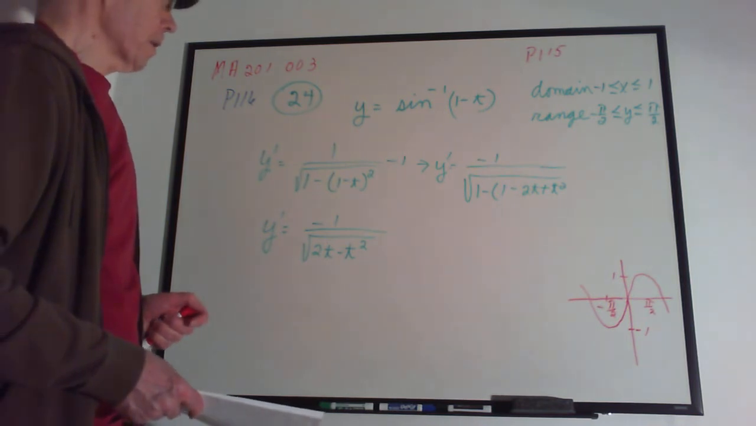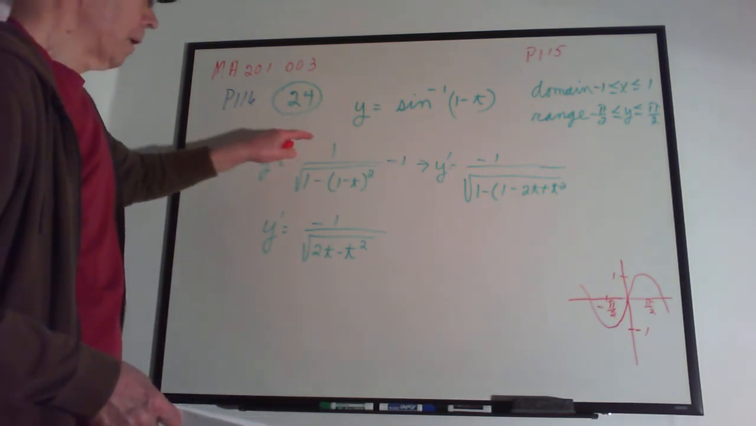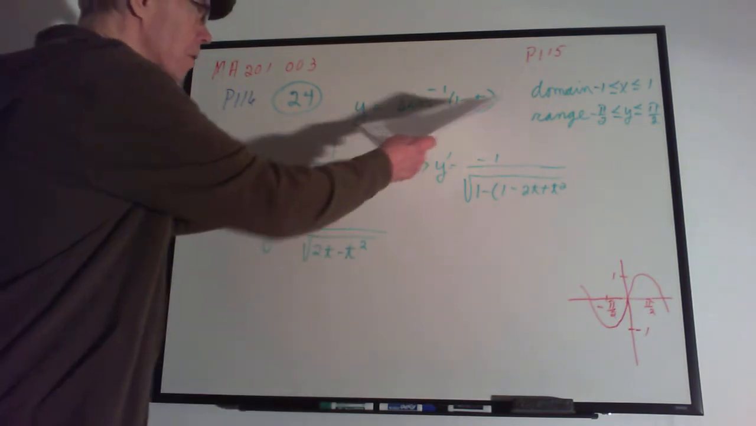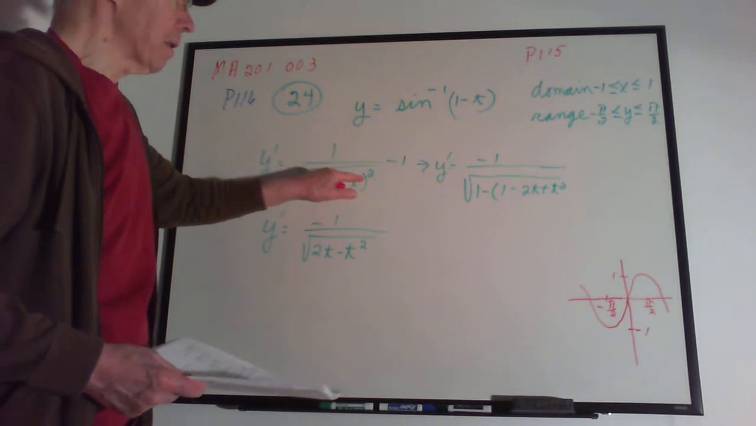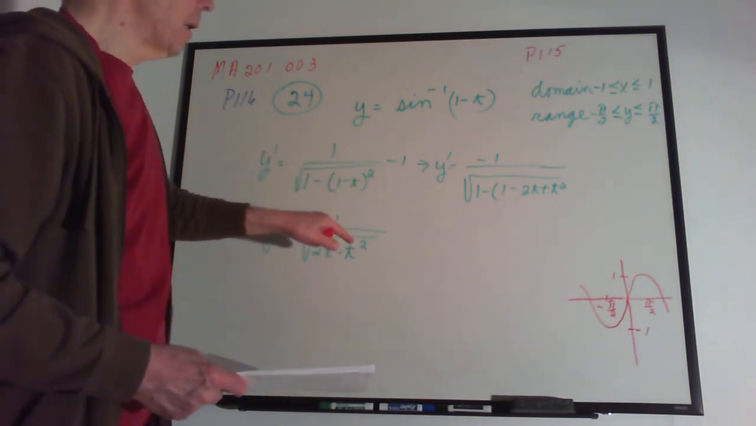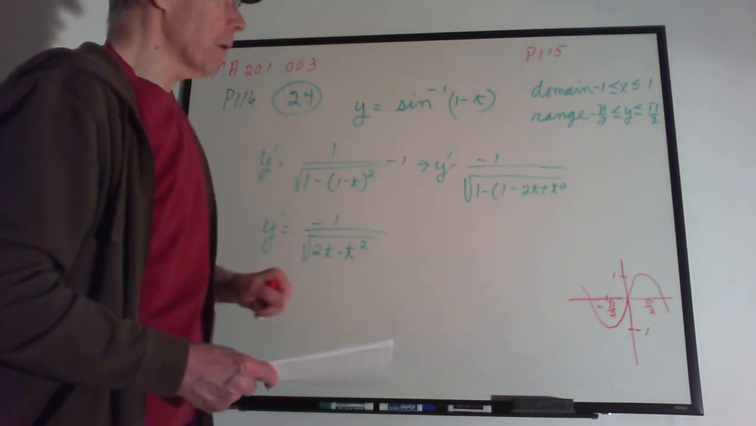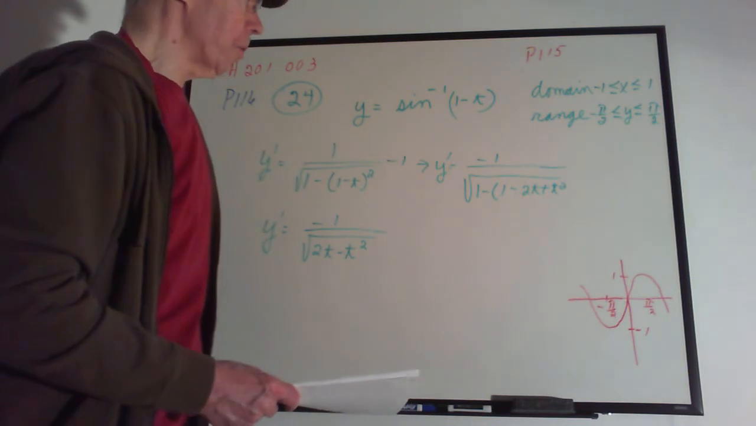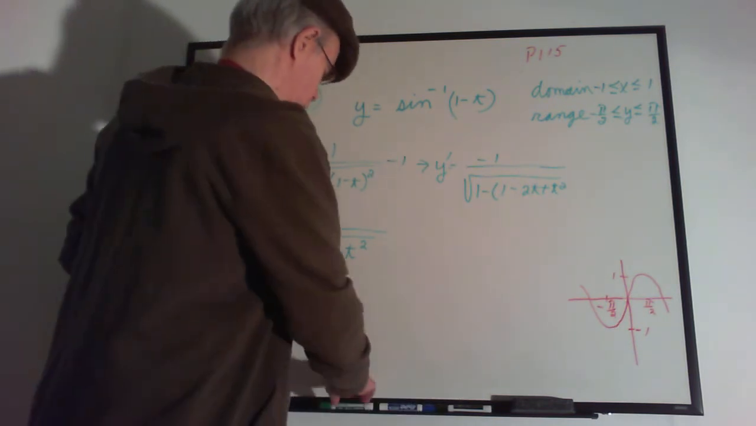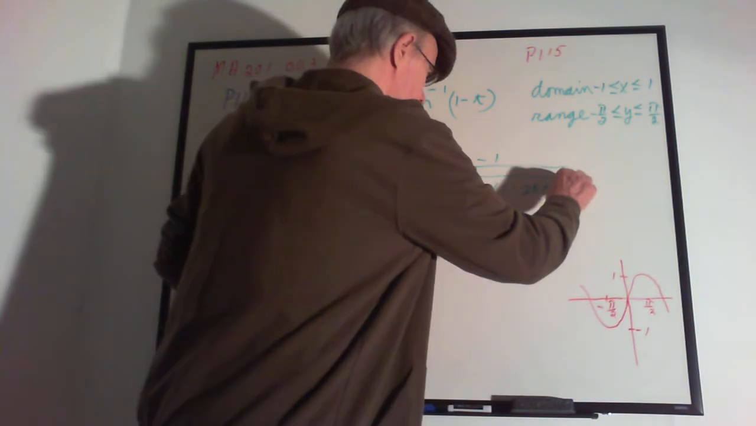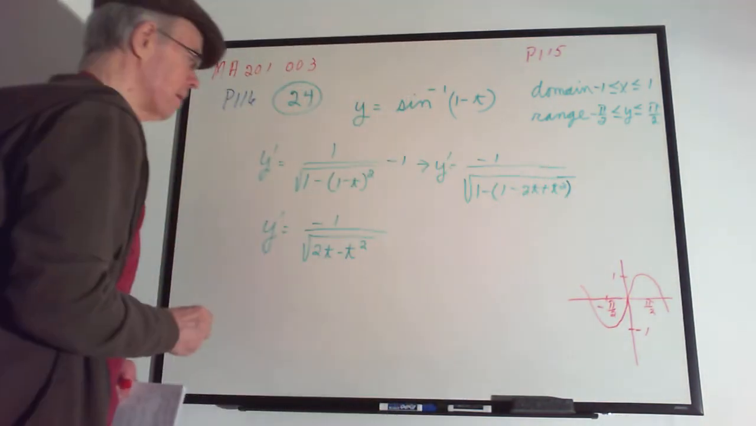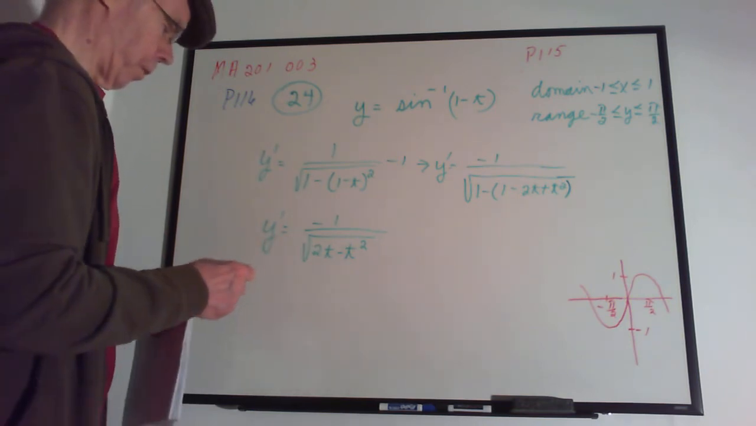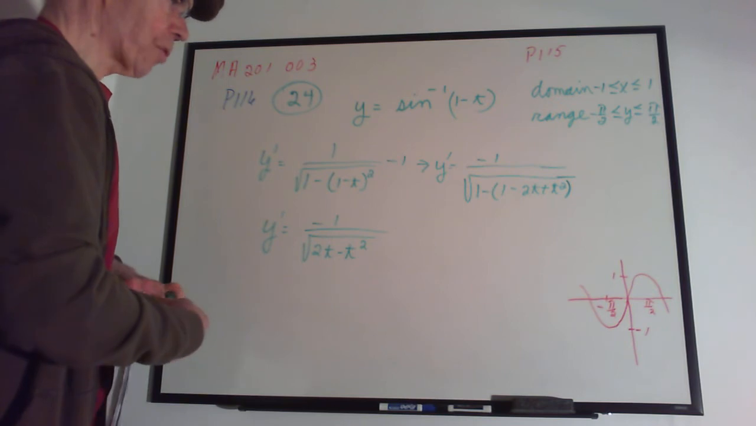All right, using the formula that's on page 115, I get 1 over square root of 1 minus the square of this value here, which is 1 minus t squared. And the derivative of this, 1 minus t, is negative 1. So it's going to be negative 1 in the numerator. Then I'm going to multiply this out. So I'm going to end up with negative 1 over square root of 2t minus t squared.